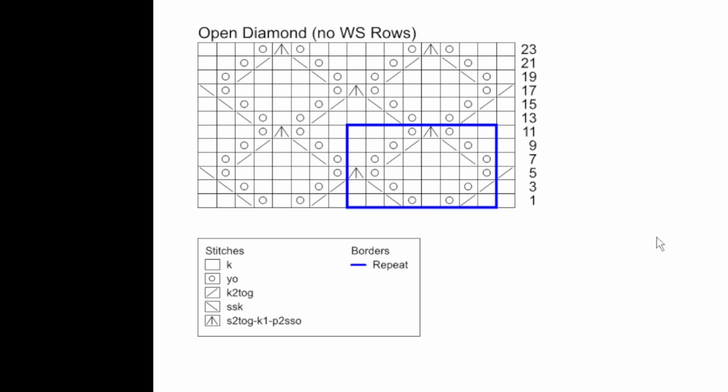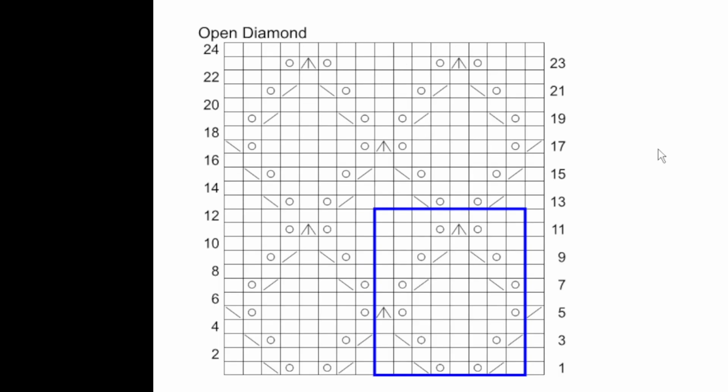And you'll need to look at the pattern, and the pattern should tell you that all wrong side rows are purled. Or if it's a garter-based lace, then all wrong side rows would be knitted. And it should tell you that this is a 24-row repeat because the last wrong side row is not included. But here it is with the wrong sides included.